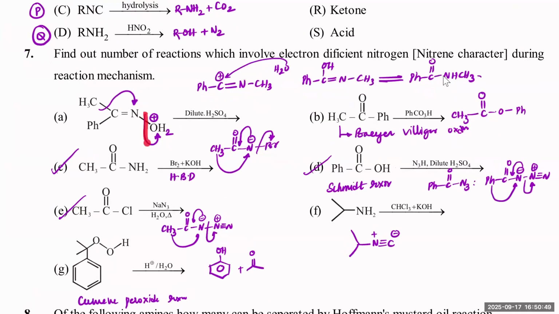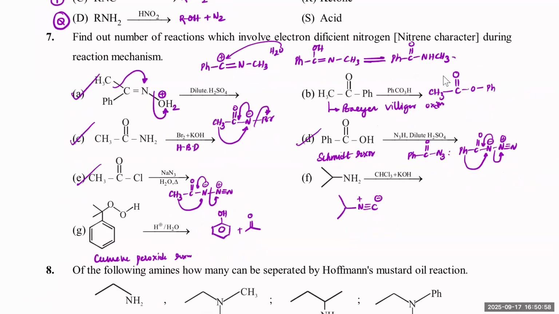Now notice this one. This is also kind of a nitrene form, because imagine as if water is being removed and you'll get a lone pair and empty orbital character. So yes, this one also is observed. So which of them will have this nitrene character? A, C, D, and E.